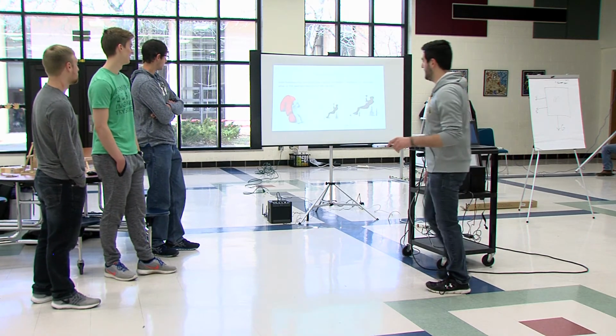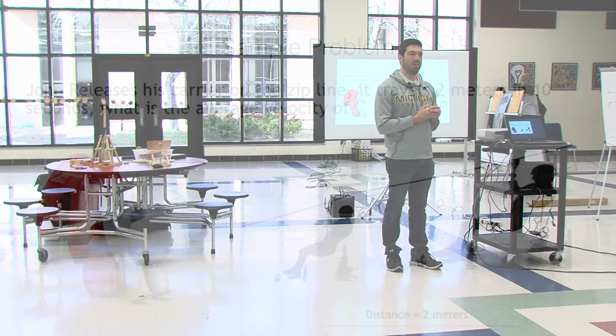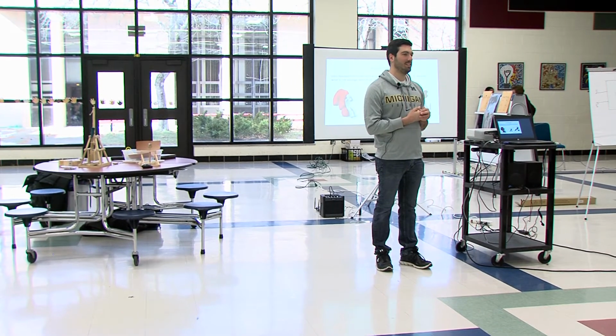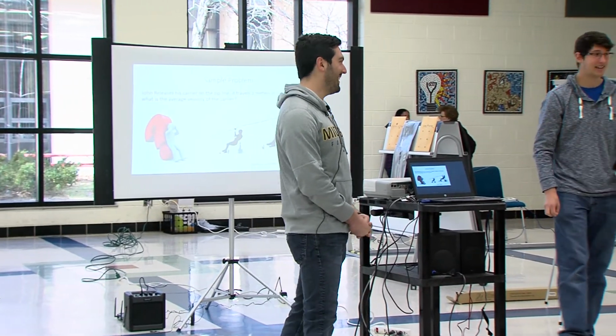Okay, so we have a problem here. We have our guy John, and he releases himself on the zip line. He's going to travel 2 meters in 10 seconds. What's his average velocity? You guys can work on this as a group, and then we'll come around and help you if you need help. You can just shout out the answer if you think you know it.